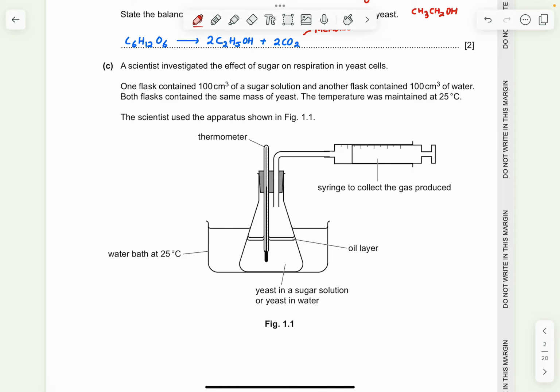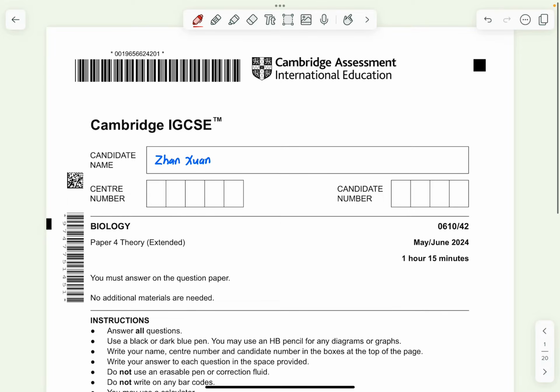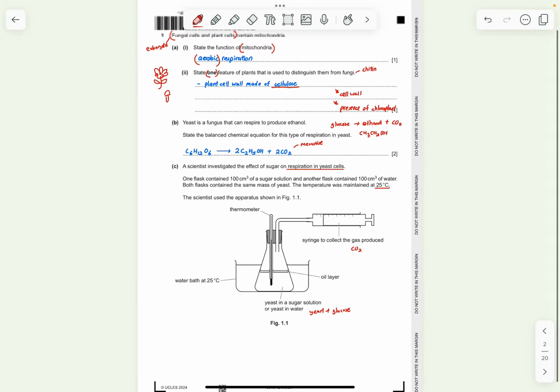Part C, a scientist investigated the effect of sugar on respiration in yeast cells. So this would be respiration. One flask contained 100 cm³ of sugar solution and another flask contained 100 cm³ of water. Both flasks contain the same mass of yeast. The temperature was maintained at 25 degrees, so this is at room temperature. You can see that there's a thermometer to ensure that there is a constant 25 degrees, and you can see yeast in the sugar solution. So you know that there's yeast and then there is glucose. And the result of it is to collect the carbon dioxide. So this is roughly how it's going to look.